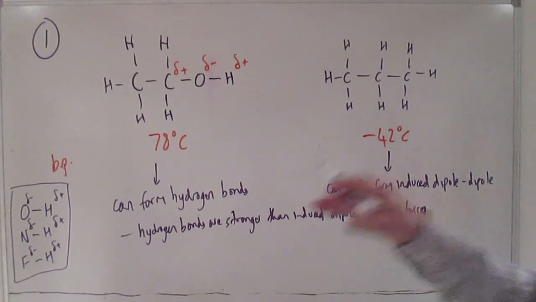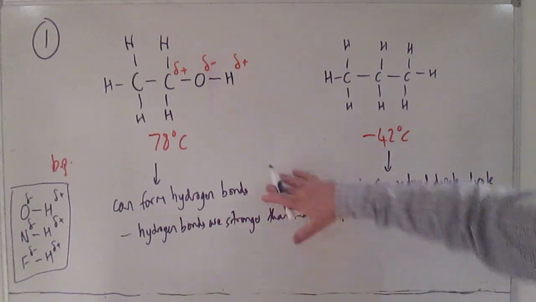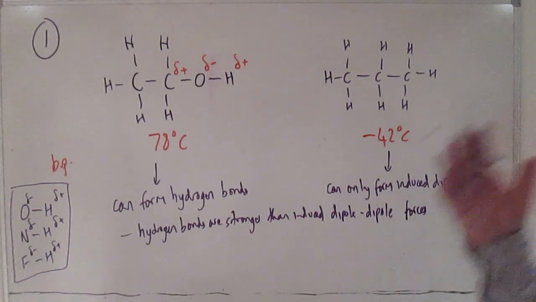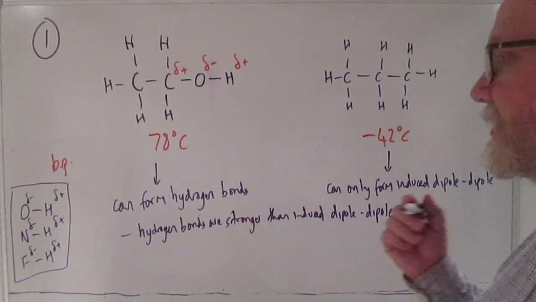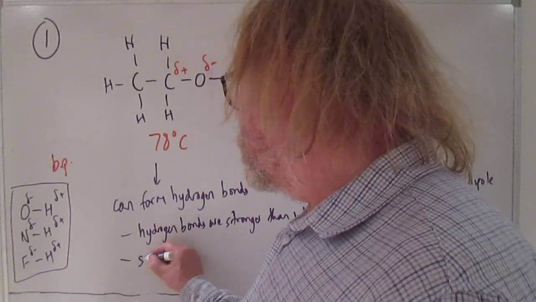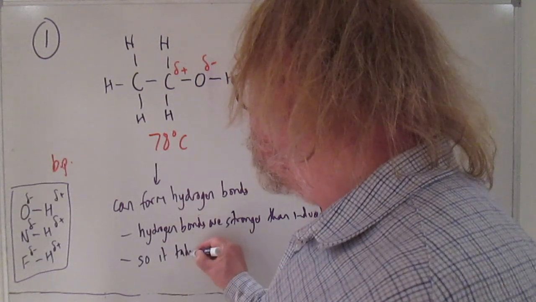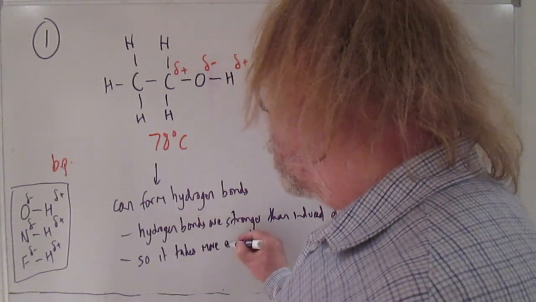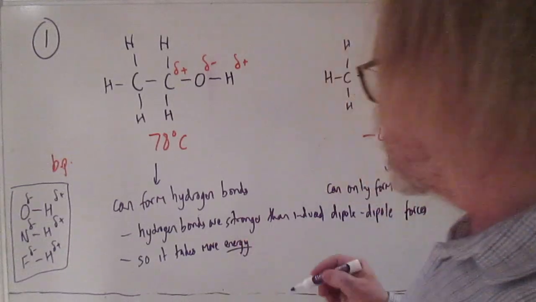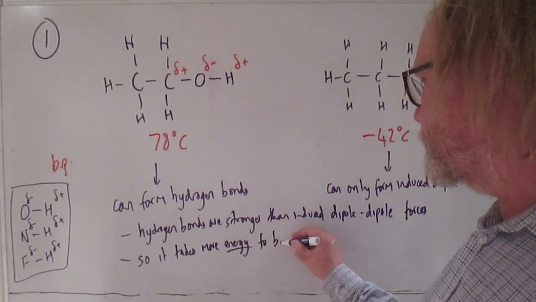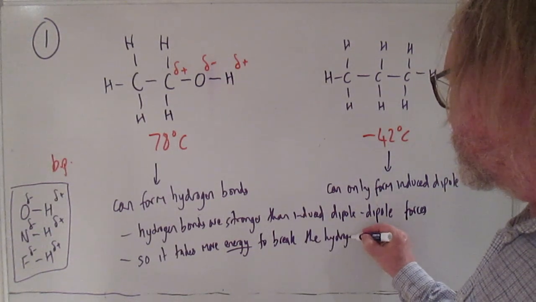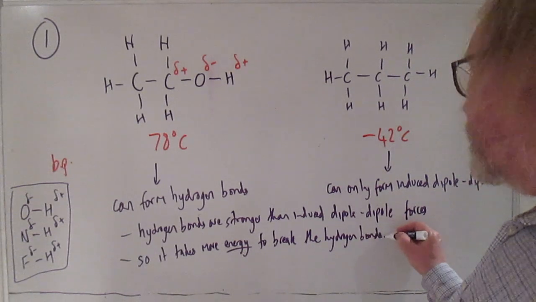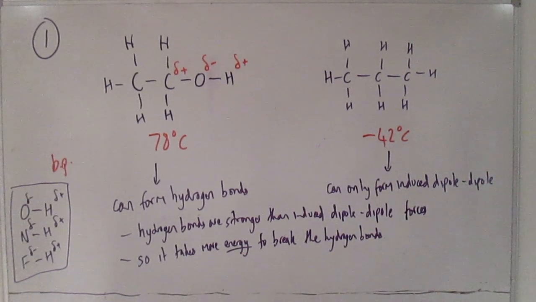But the point is, of course, that those intermolecular forces, the hydrogen bonds, the induced dipole-dipole forces, those are the things that have to break when it boils. So if these ones are stronger, that's a harder thing to do. So you need to spell that out, and you need to do it in terms of energy. So you need to say, so it takes more energy, and then to stress that we're breaking them, to break the hydrogen bonds. And that's why ethanol has a higher boiling point.